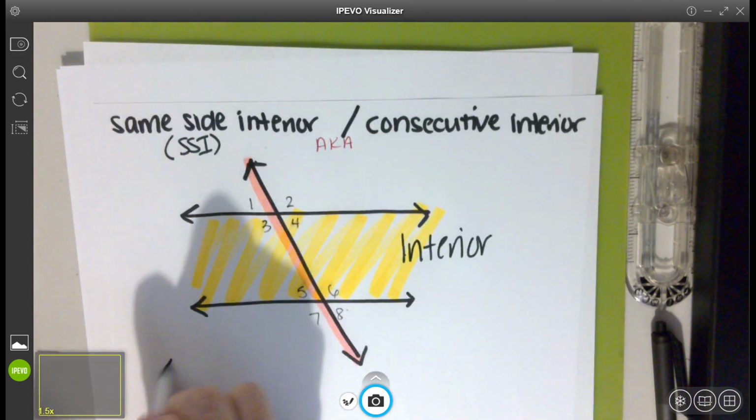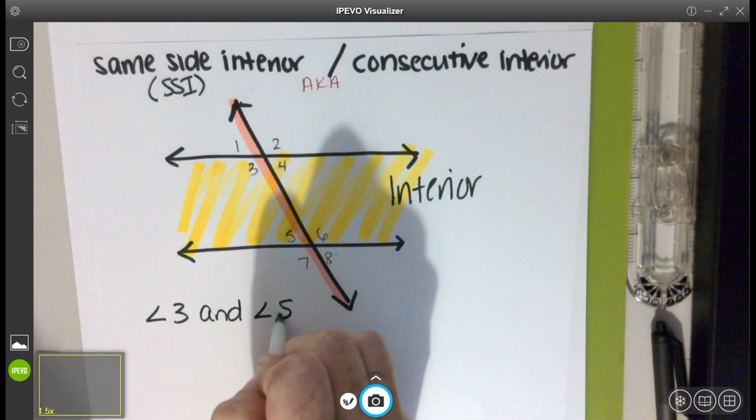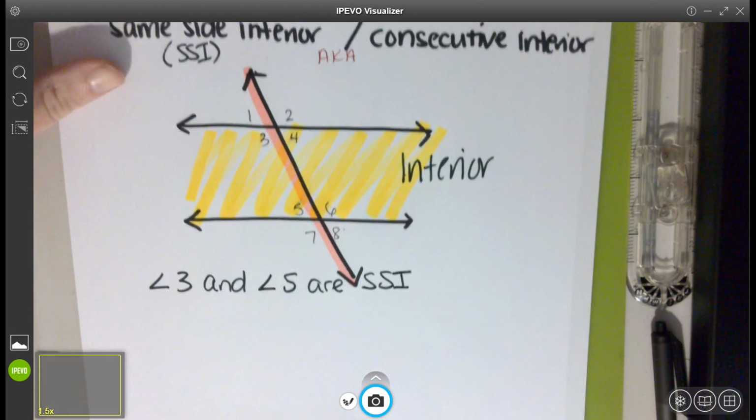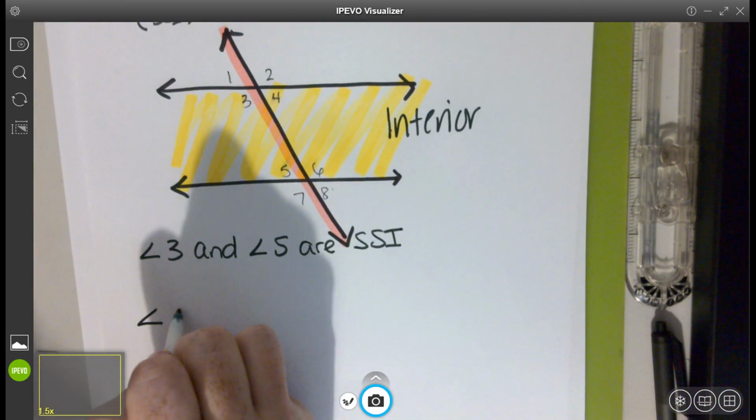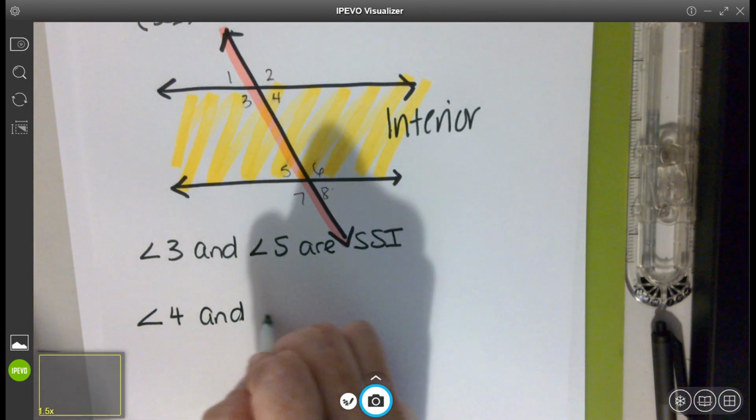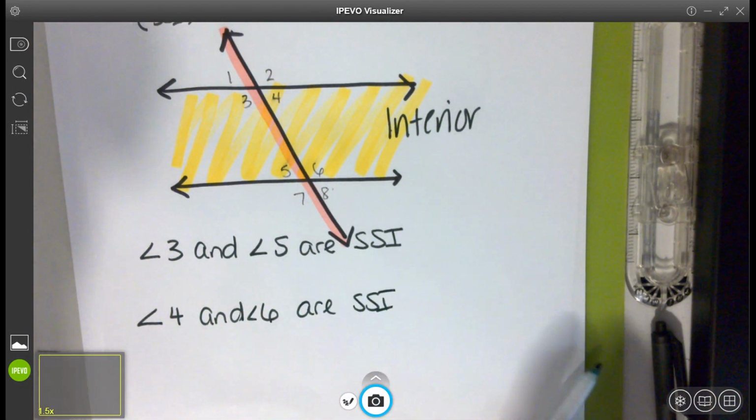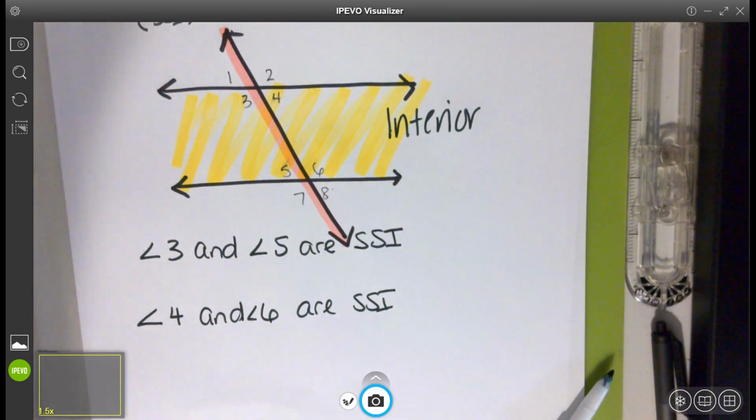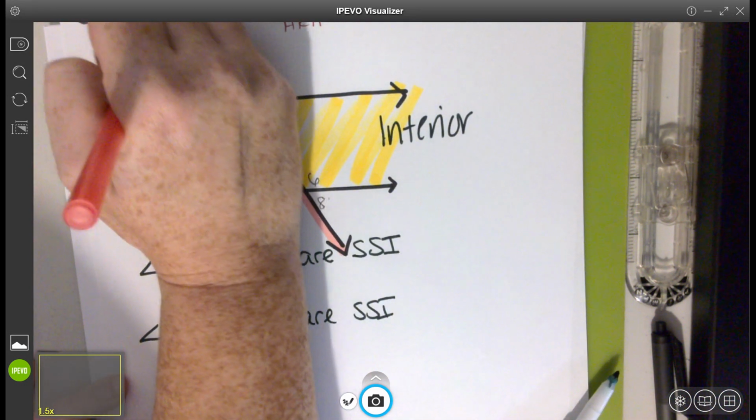And that means that angle 3 and angle 5 are same side interior. Again, I abbreviated. On the other side of the transversal, I can say angle 4 and angle 6 are same side interior. Now, they are same side interior, and what's a little different for this problem is that they are not congruent. They are supplementary.